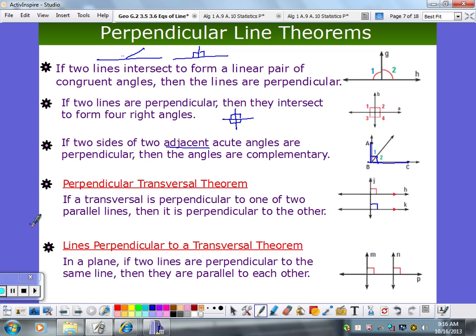Okay, lines perpendicular to a transversal. In a plane, if two lines are perpendicular to the same line, then they are parallel to each other. Well, this is kind of working backwards from this. So I've got two lines that are both perpendicular to line P. Why are these parallel? Because now I can use those converse theorems. So if I have two corresponding angles that are congruent, then the lines must be parallel. That is the converse to the corresponding angle postulate, isn't it? You all said no.